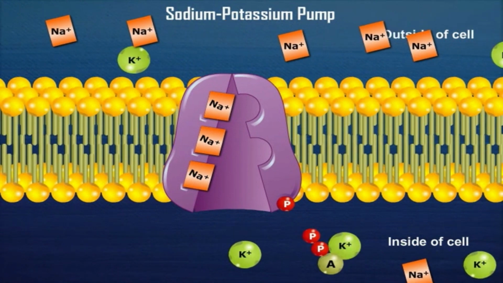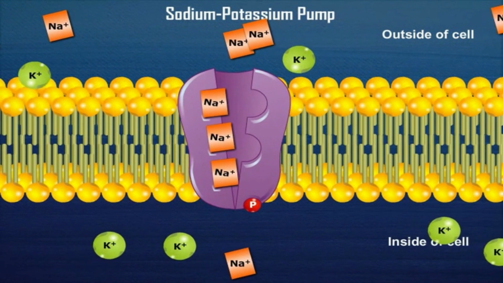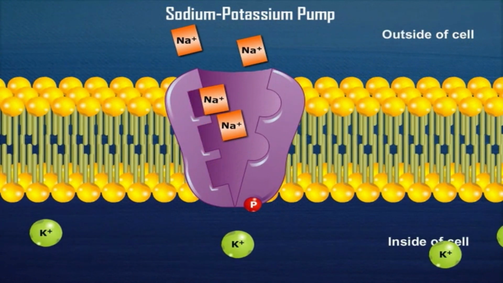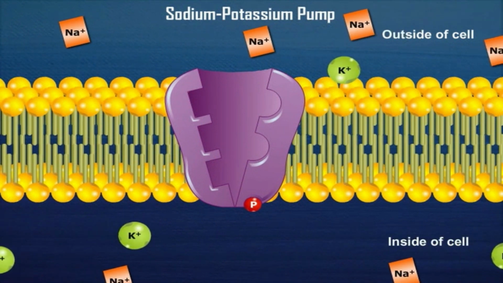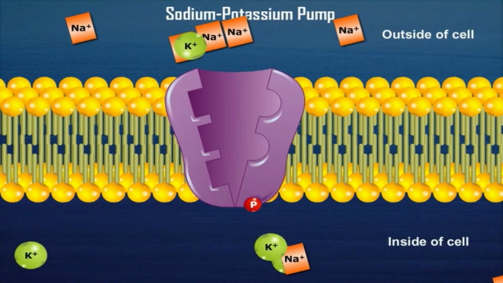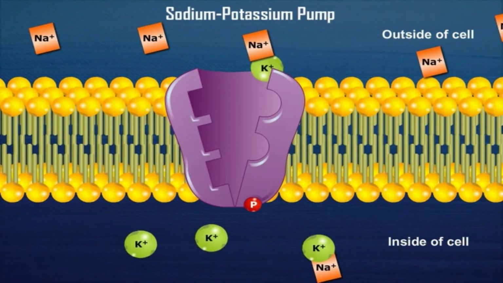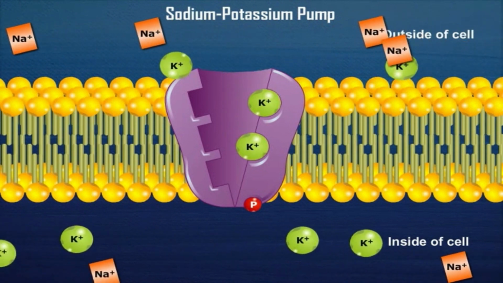Now this binding of ATP causes the channel protein to change its shape and drive the sodium ions outside the cell. You can see that on your screen. Now, one phosphate group remains attached to the protein. The changed protein has high affinity for potassium ions and 2 potassium ions bind to the protein.